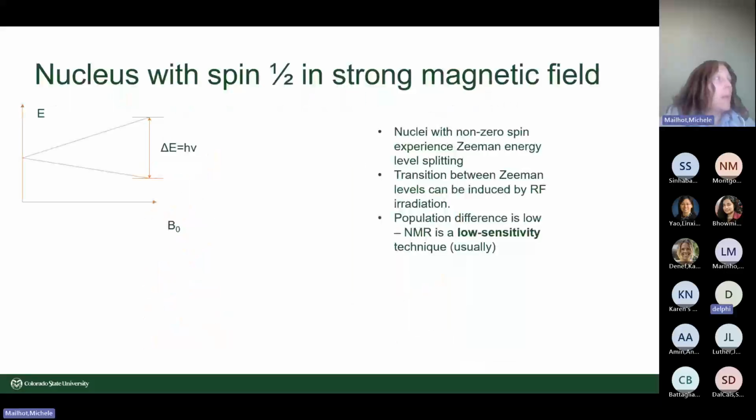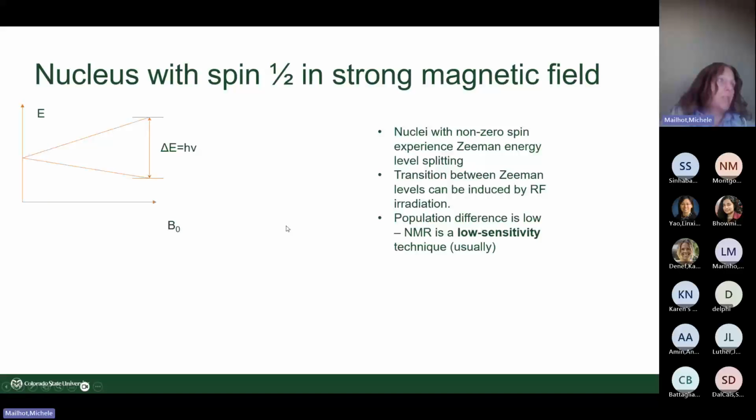What happens for spin 1/2 is you have a Zeeman energy that splits the energy level of the spin. That's this transition here with this energy. For the transition between the two levels of the spin, you can introduce an RF pulse that will allow you to transition between these two energy levels. So relaxation is what gives NMR its signal.